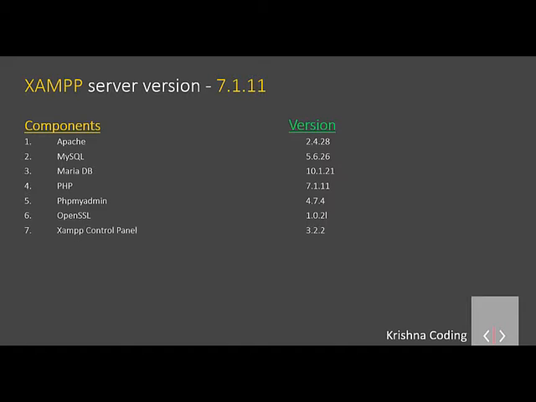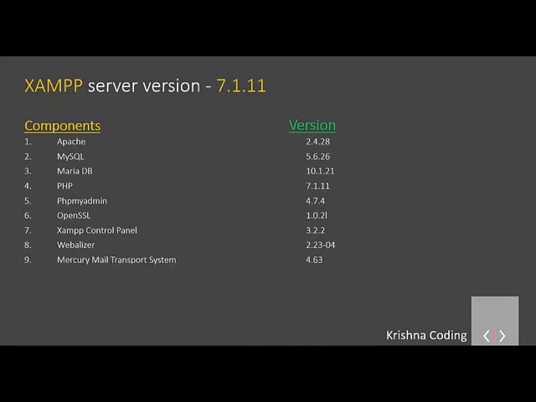Next one is the XAMPP Control Panel. A simple control panel for working with different XAMPP components. That is version 3.2.2. Next one is Webalizer. It's an analytics tool that generates user logs, bandwidth, traffic, usage metrics, these kinds of things. It's version 2.23-04.